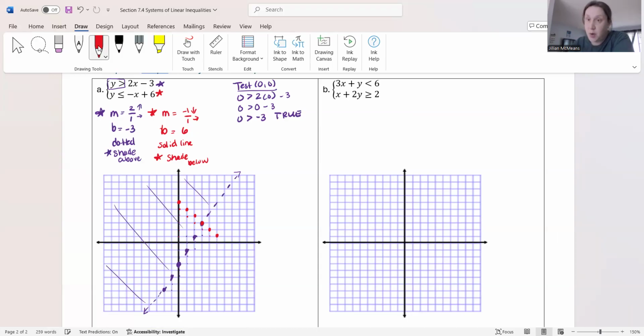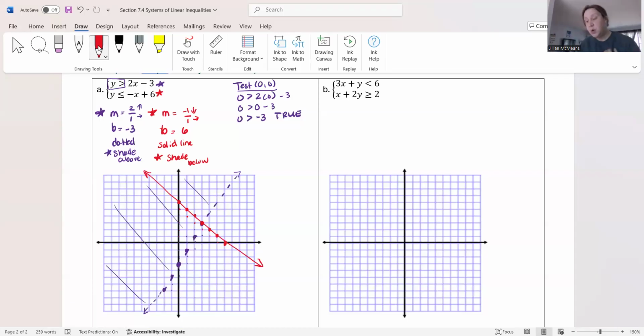I could also go up 1 to the left 1 if I wanted to. But I've got enough points here, so I think we can get a general idea of what the line's going to look like. Now, in this case, we can include the points on the actual line because we have a less than or equal to inequality. So we want to connect these points with a solid line.